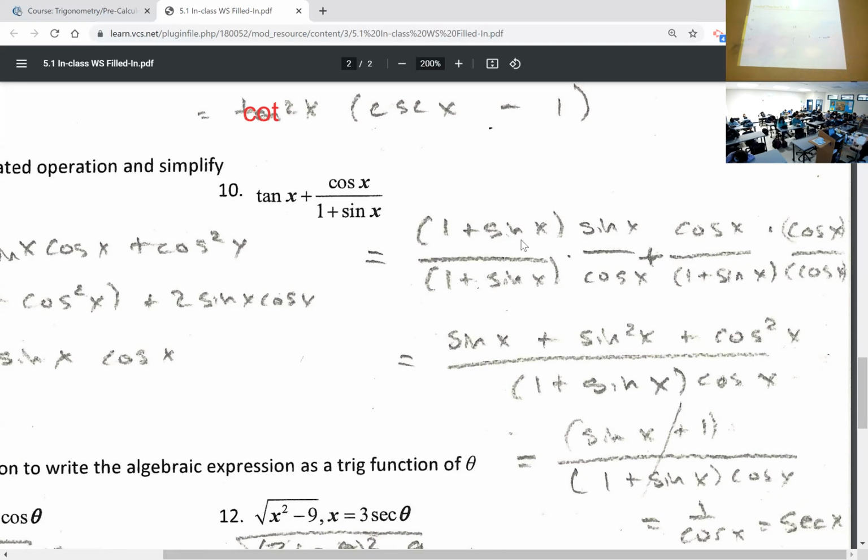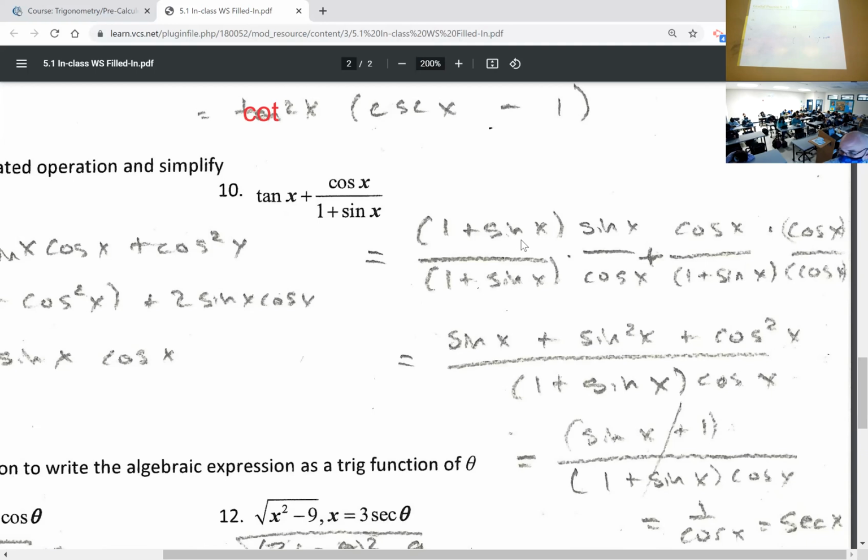So I'm going to multiply top and bottom of the first by 1 plus sine of x, the denominator of the second. I changed this to sine over cosine, so I'm going to multiply the second by cosine over cosine. And this is similar to the one we did on the PowerPoint before. 1 times sine is sine of x, sine times sine is sine squared, cosine times cosine is cosine squared, and then my common denominator is 1 plus sine x times cosine x.